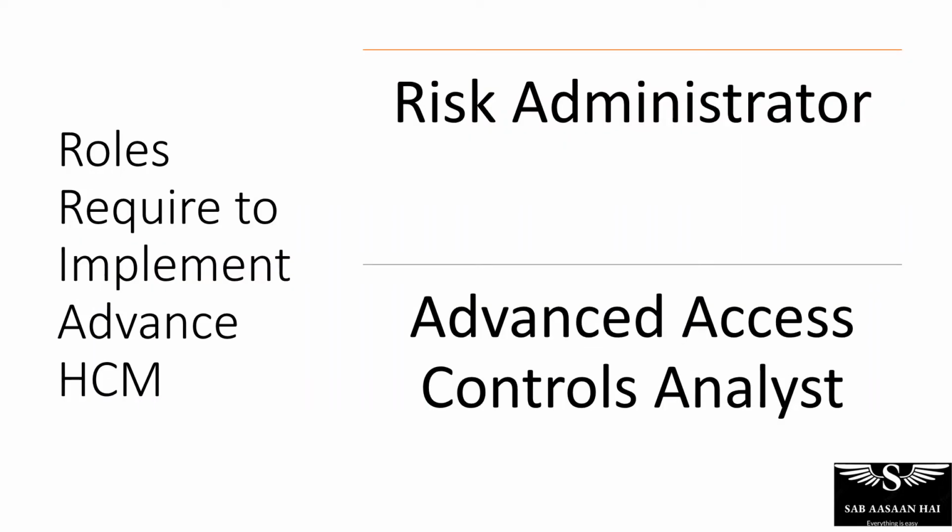So for enabling this particular HCM implementation, we have already enabled it. Now we have to create a user and assign these two particular roles to the user. One is my risk administrator and one is my advanced access control analyst. So again, we will go to our application and then we will see how we can enable it.